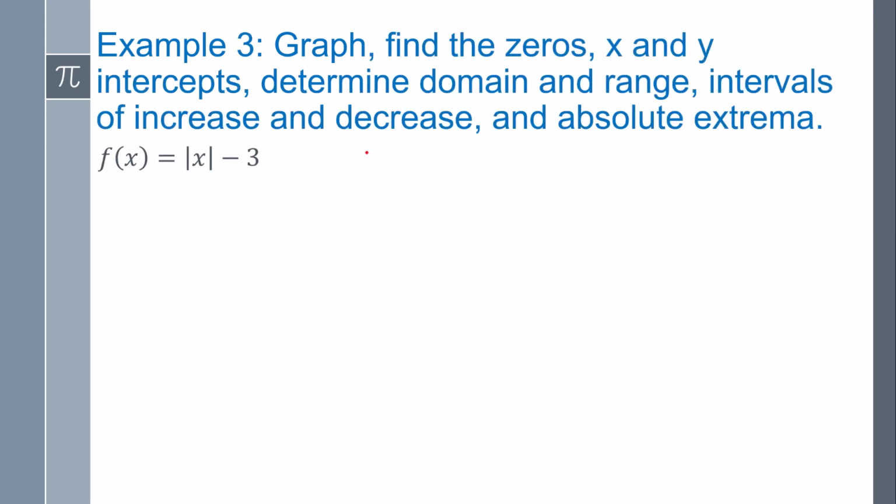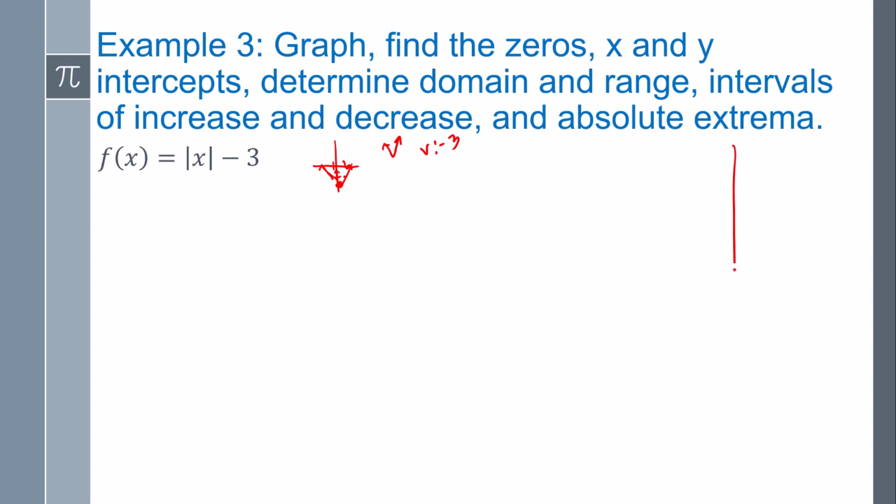So let's look at an example here. It says graph this, find the zeros, x and y intercepts, determine the domain and range, intervals of increase and decrease, and any absolute extrema. So the absolute value, right, has a vertical shift of negative 3, so it's going to move down 3 spaces, and then we can go through and plot our graph.